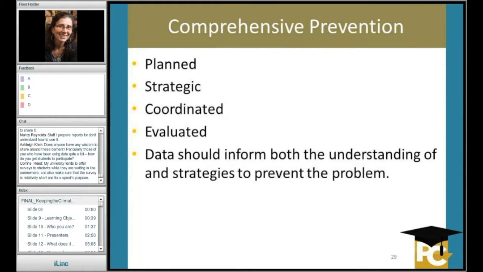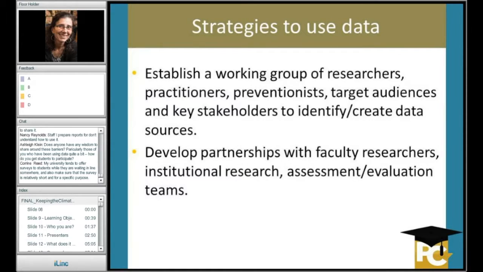And so our data should really inform both the understanding of, as well as strategies to prevent, the problem. So I'm going to share some strategies with you. I think it's really important to establish a working group of researchers, practitioners, preventionists, target audiences, and key stakeholders to really identify and/or create data sources.